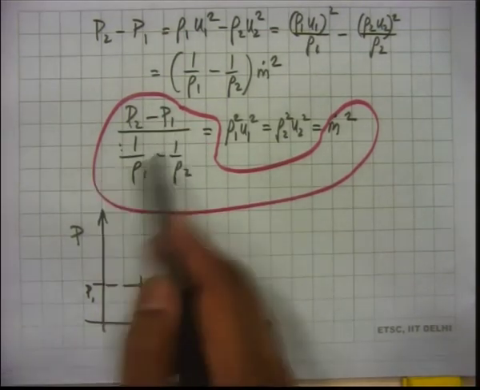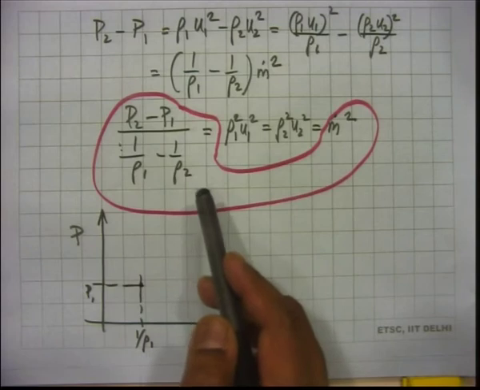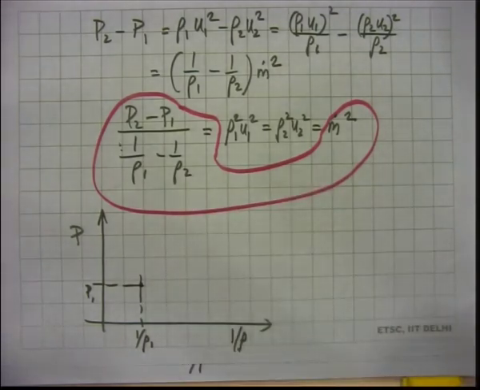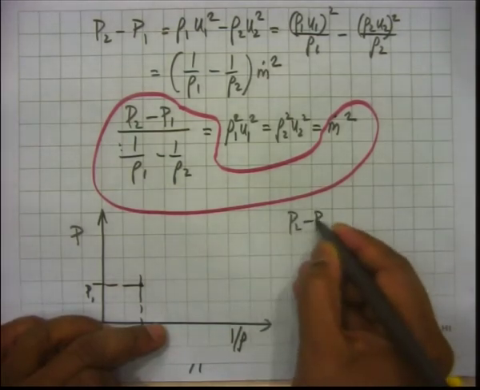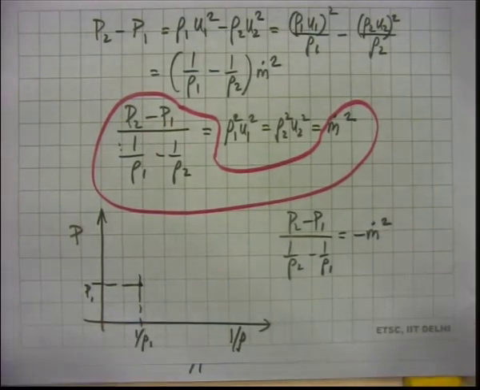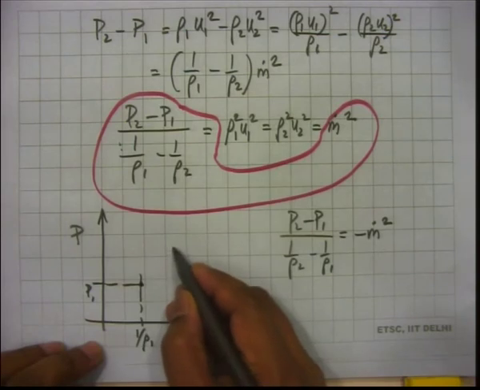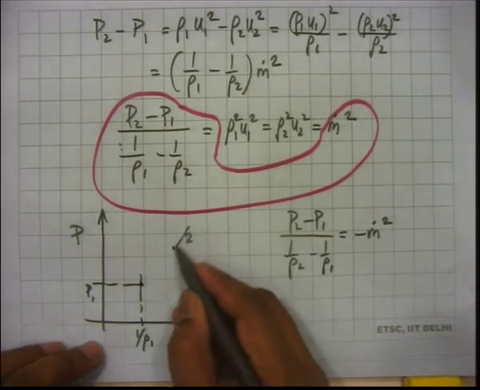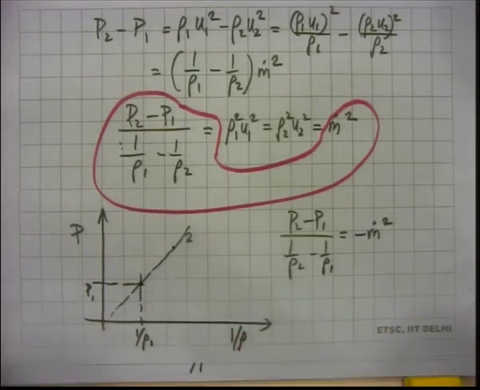P2 minus P1 divided by, if you switch the sign here, 1 over rho 2 minus 1 over rho 1 is minus m dot squared. So, that means your point 2 should be such that P2 minus P1 divided by 1 over rho 2 minus 1 over rho 1 should be minus m dot square, correct? So, what does this tell you? If I draw from one, suppose the point 2 is here, will that work? It will not work, isn't it?